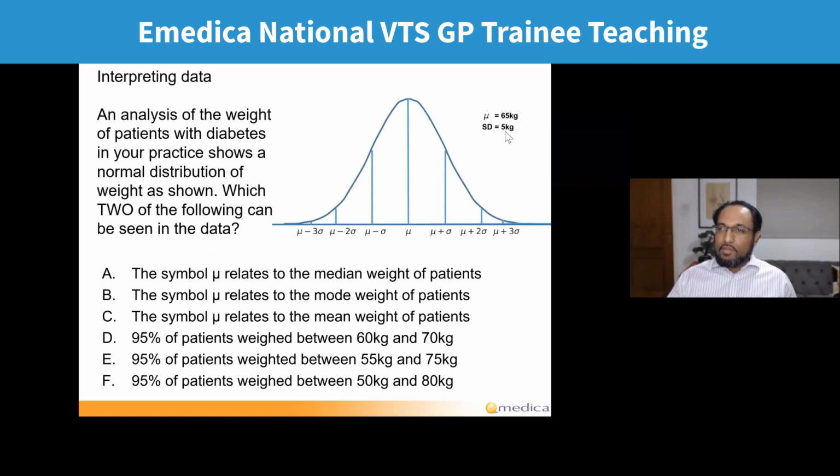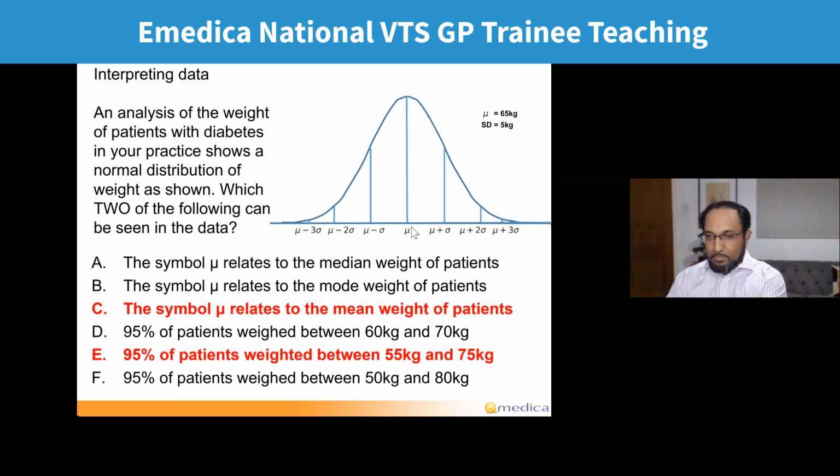Well, look, if the standard deviation is 5 kilograms, then knowing that the 95% confidence interval is 2 standard deviations above and below, I look 1, 2 standard deviations above, 1, 2 standard deviations below. That gives us 95% of the data. 95% of patients will weigh somewhere between here and here. So what is that value? Well, if sigma is 5, 2 standard deviations will be simply 5 times 2. Okay, so this is 65. 5 times 2 is 10. So the correct answer is between 55 and 75.